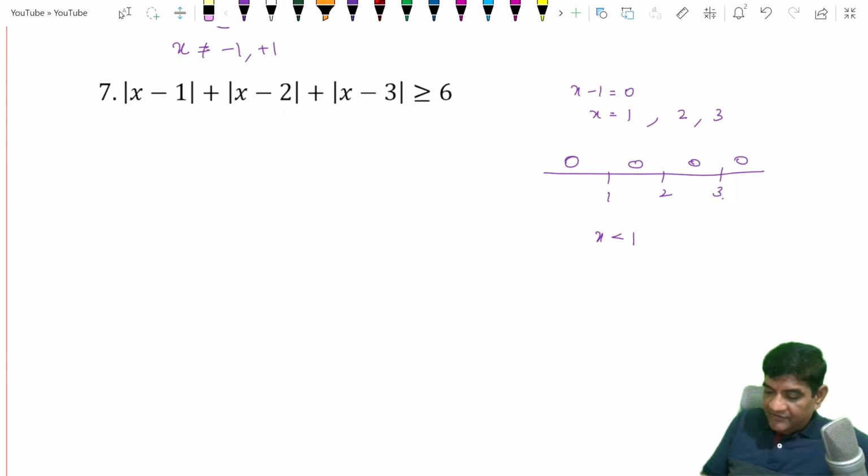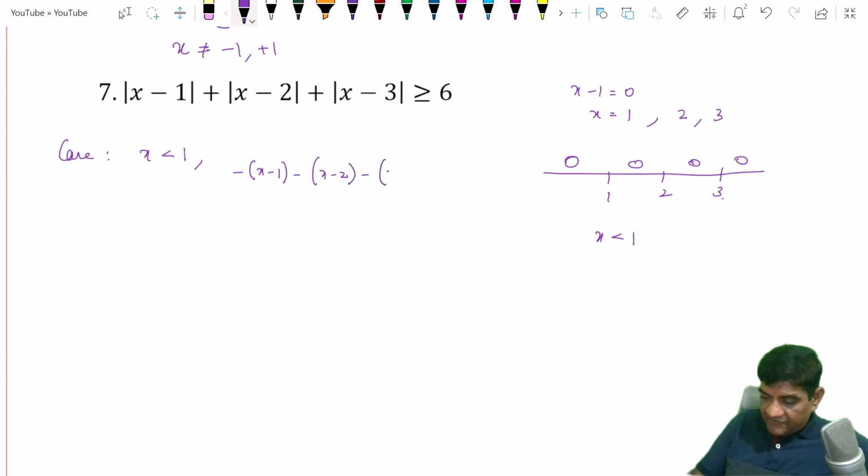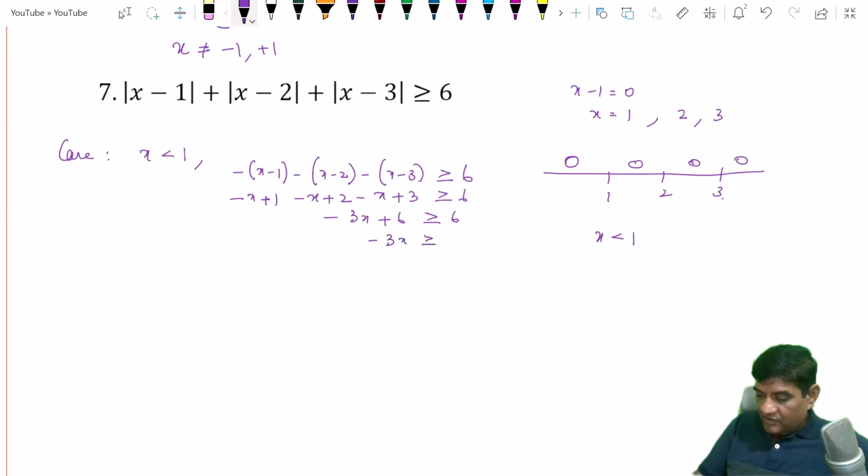Let's see. So let's go with case 1. For case 1, I'm going to say x is less than 1. So for x is less than 1, we will have a negative function here, a negative function here, a negative function here, and that's going to be greater than or equal to 6. So this is minus x plus 1, minus x plus 2, minus x plus 3 is greater than or equal to 6, which gives me minus 3x plus 6 is greater than or equal to 6, which means minus 3x is greater than or equal to 0, and that will tell me the value for x. So here again we will be changing the inequality and then say x is less than 0. Then we have case 2.